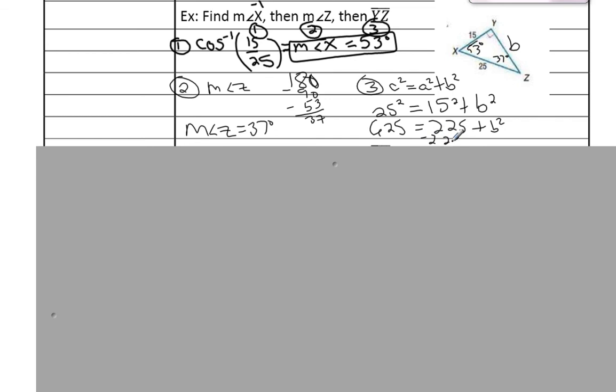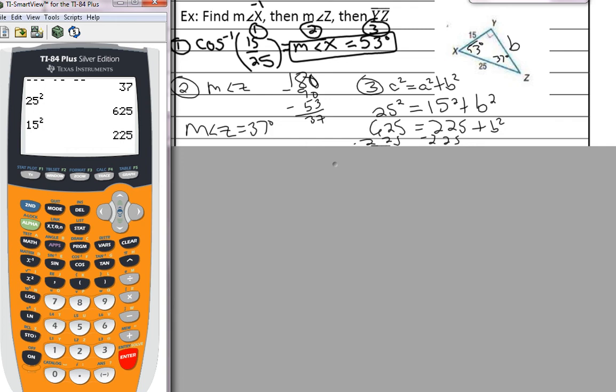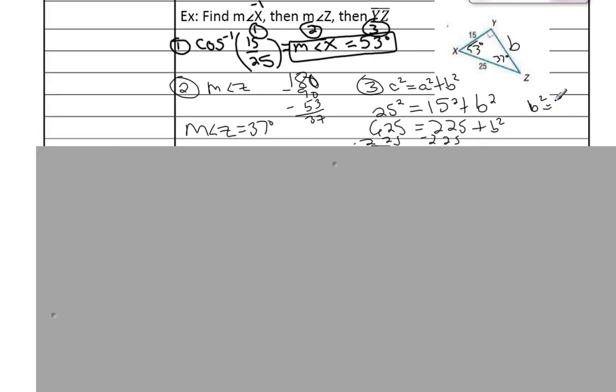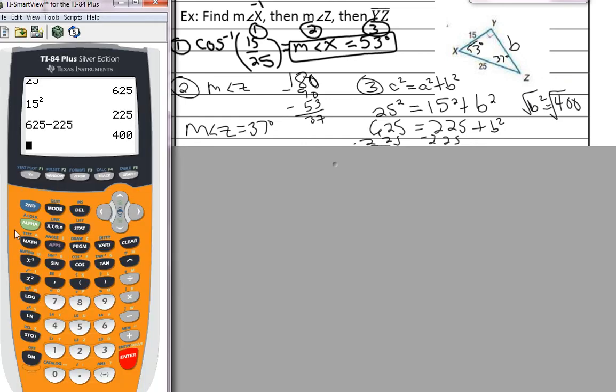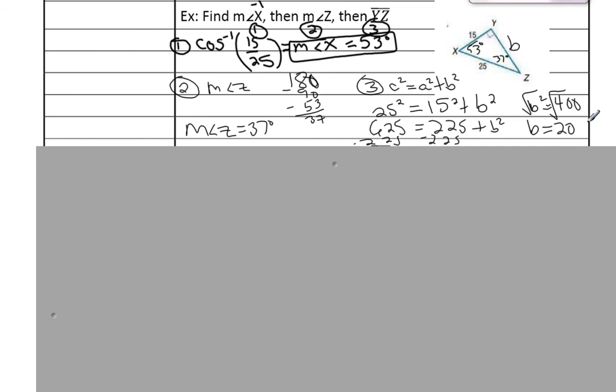I would subtract 225 from both sides. So 625 minus 225 gives me 400. So b squared equals 400. And now I want to undo the square here. I have to square root both sides. So I take the square root of 400, and I'm going to get 20. So b equals 20, which is side YZ.